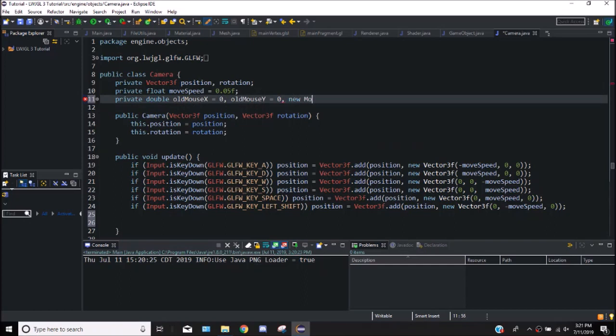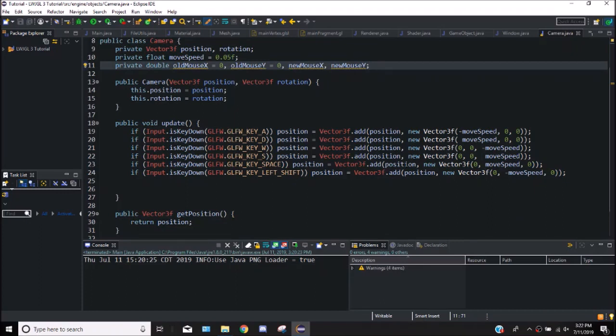And then we need newMouseX and newMouseY. These don't have to be initialized, but you can if you want to, just 0. Now that we have these, we can actually use them to get our rotation. What we're looking for is the difference between the old and the new, so we subtract the old mouse X from the new mouse X, and the old mouse Y from the new mouse Y.